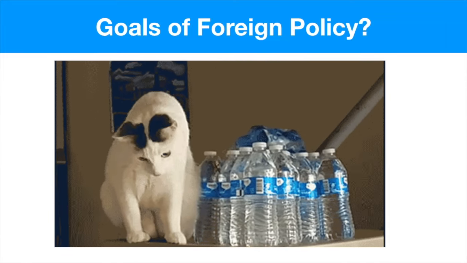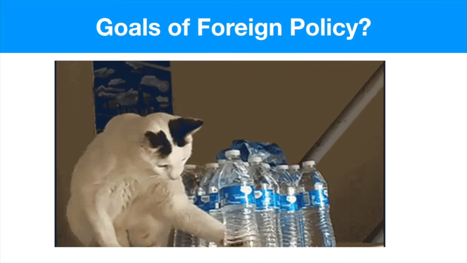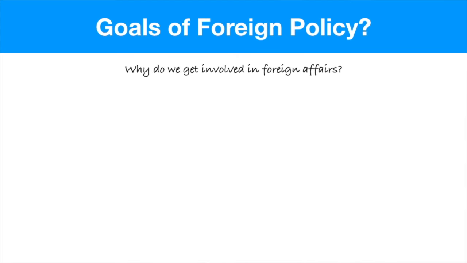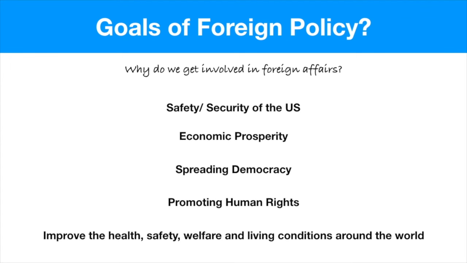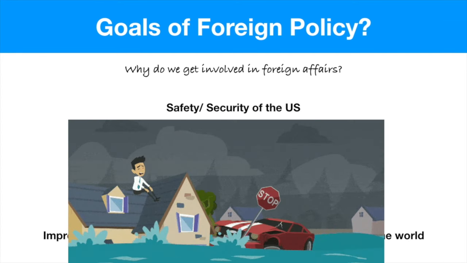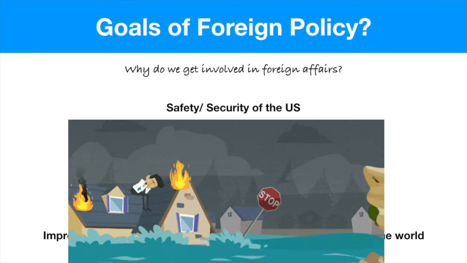All right, if you've got something to write with, write this down. The number one goal of U.S. foreign policy is the safety and security of the United States. So we might get involved with another country to prevent some kind of disaster from befalling the people here in the U.S. Now I know what you're thinking.